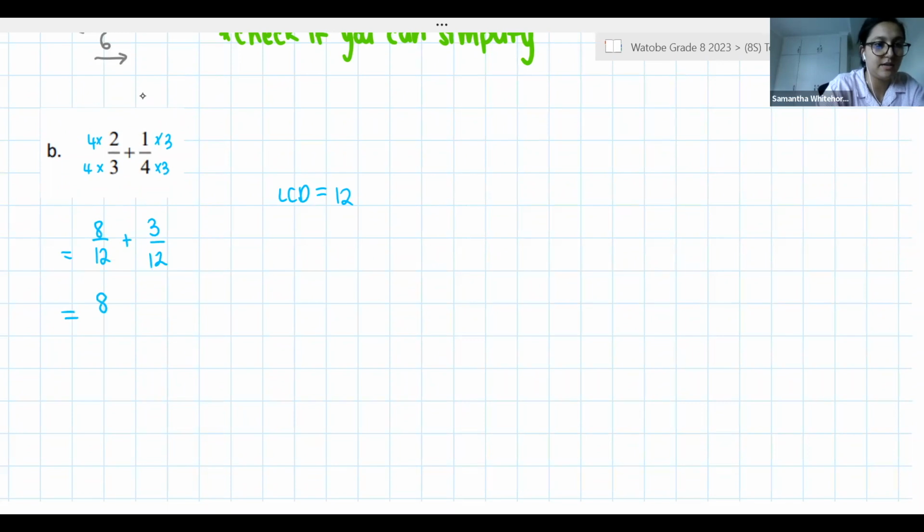Excellent, well done. Right, so guys, exactly. We find our LCD was 12. We make the denominators the same, which means we've got 8 over 12 plus 3 over 12. And that therefore means we can write it as one fraction of 8 plus 3 all over 12. And we know that 8 plus 3 is 11.